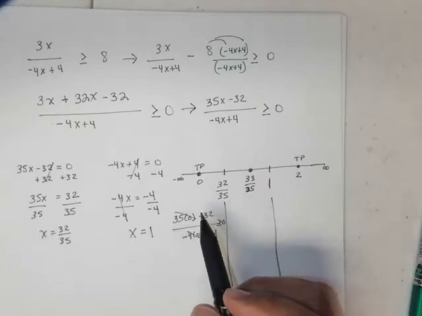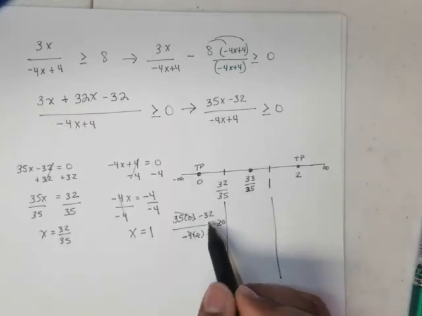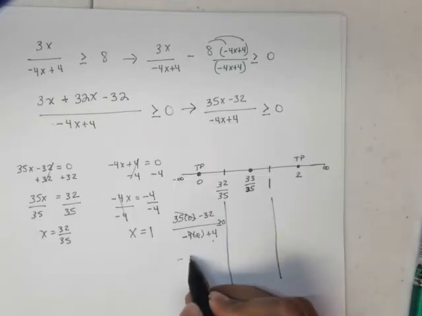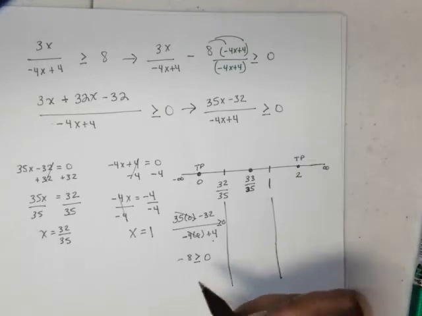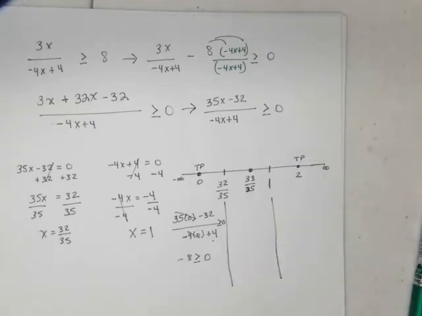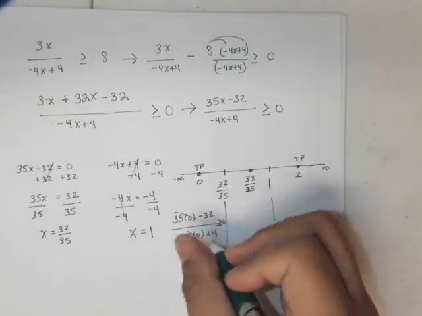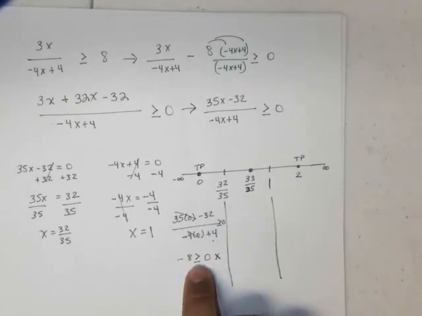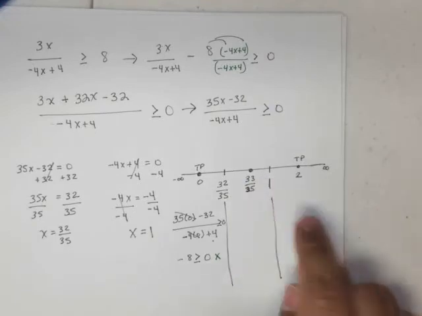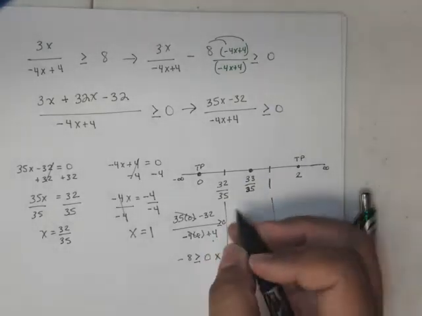So what do we get? Negative 32 divided by 4, negative 8, greater than or equal to 0. Is that true? No, it is not true. This is not true right here. Negative 8 is not bigger than 0. Now let's check this next one. All right, let's check the next one.